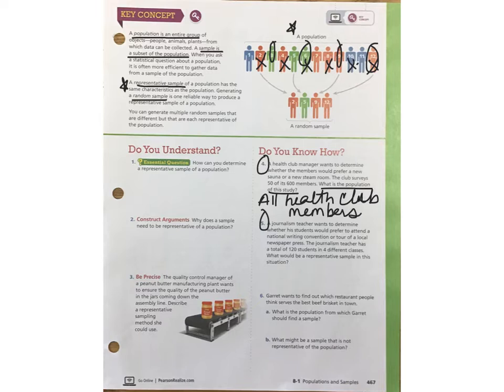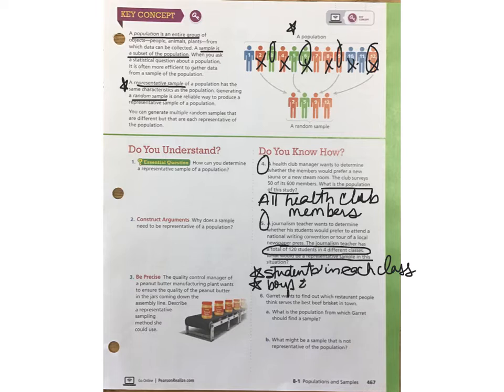In number 5, what would be a representative sample in this situation? Because the teacher has a total of 120 students in 4 different classes, he or she would need to ask students in each class, he or she would need to ask both boys and girls, and he or she would need to ask an equal number of students from each class.